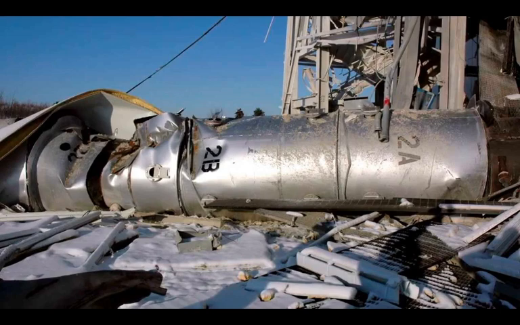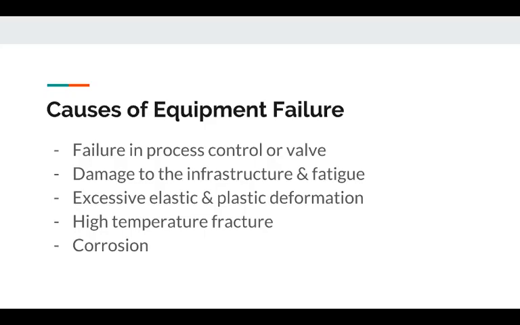So let's talk about those safety measures. What are the causes of equipment failure? The first two are directly related to the equipment. It can be caused by a failure in process control or the failure of a valve. The other case is just general damage to infrastructure and fatigue that's generated over time.